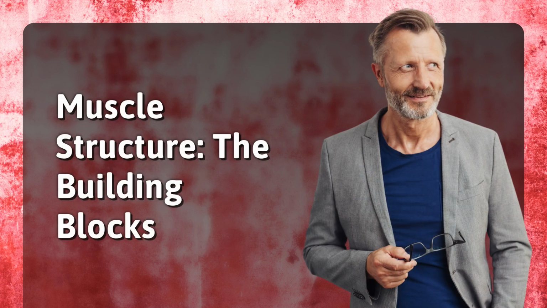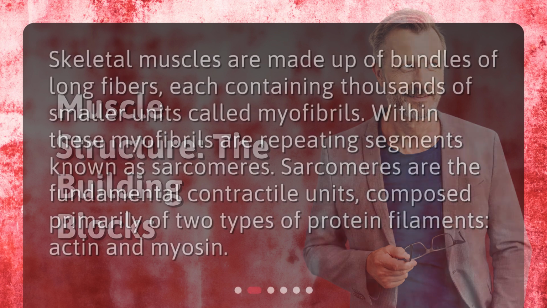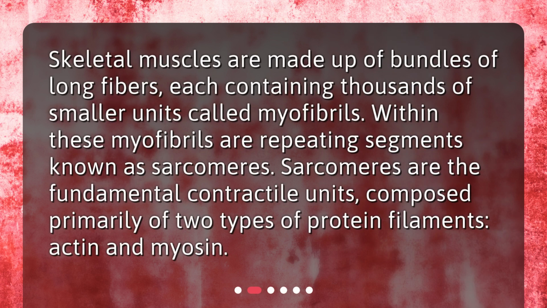Muscle structure: the building blocks. Skeletal muscles are made up of bundles of long fibers, each containing thousands of smaller units called myofibrils. Within these myofibrils are repeating segments known as sarcomeres. Sarcomeres are the fundamental contractile units, composed primarily of two types of protein filaments, actin and myosin.